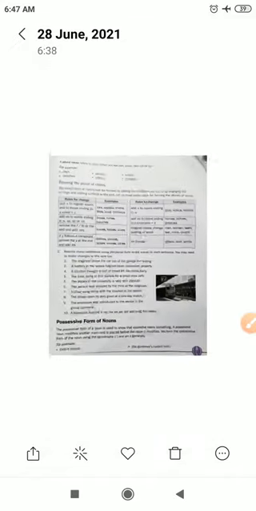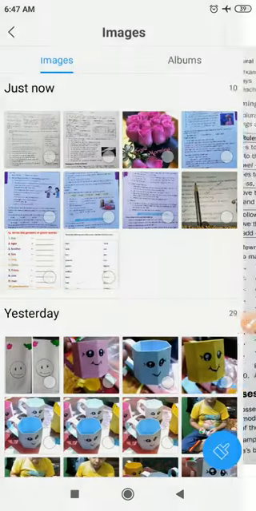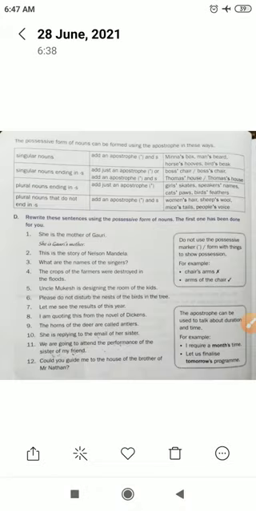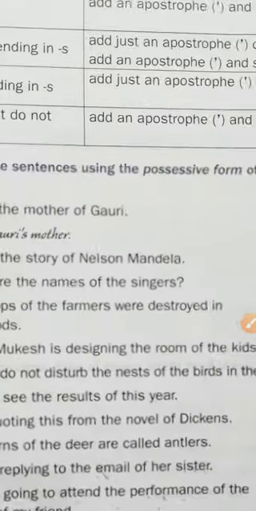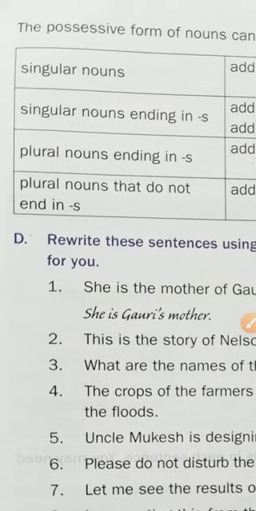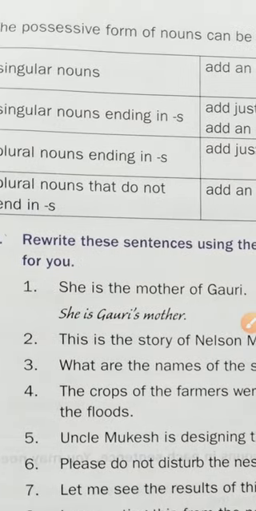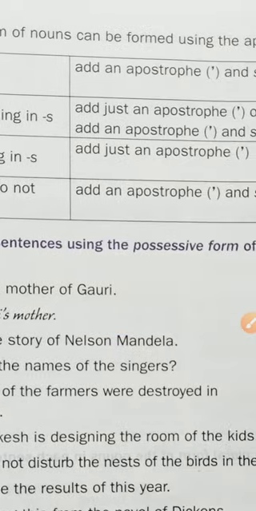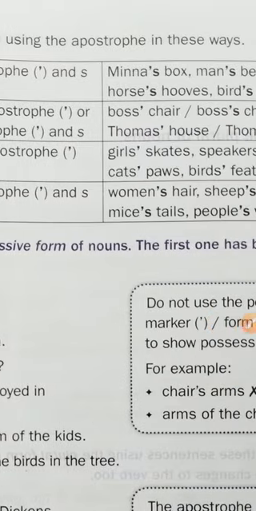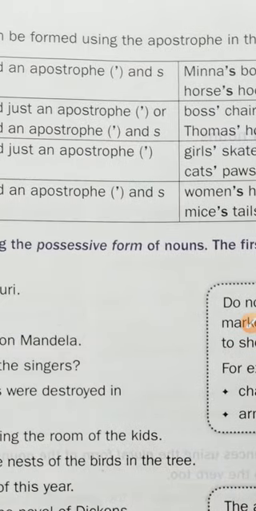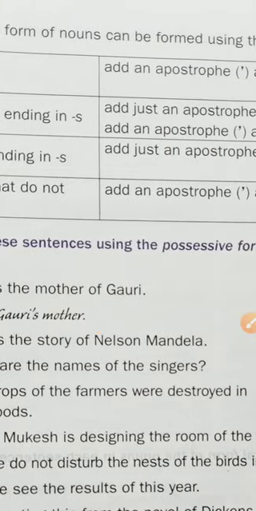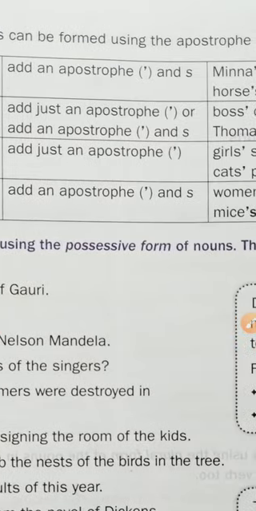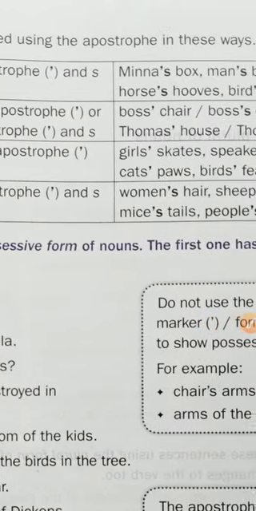So let's see how possessive forms of nouns are formed and changed. These forms of nouns can be formed using the apostrophe s in this way. So pay attention. Singular nouns: add an apostrophe and then s to make them possessives.